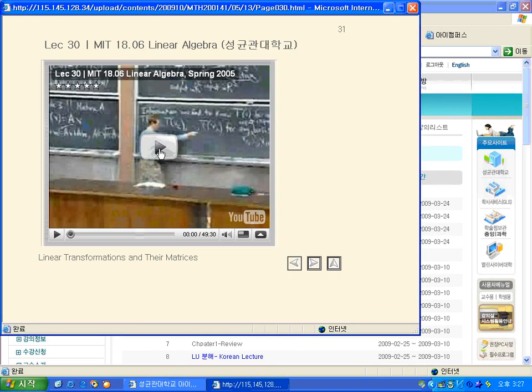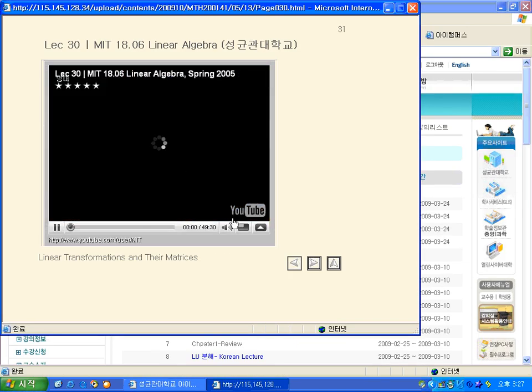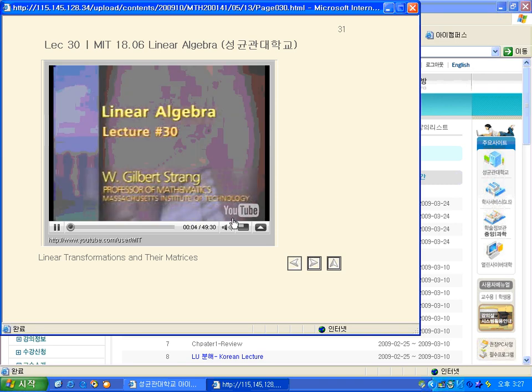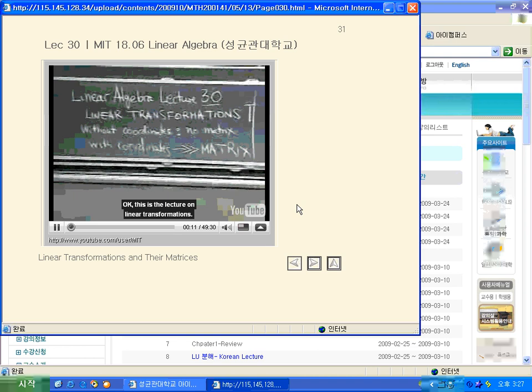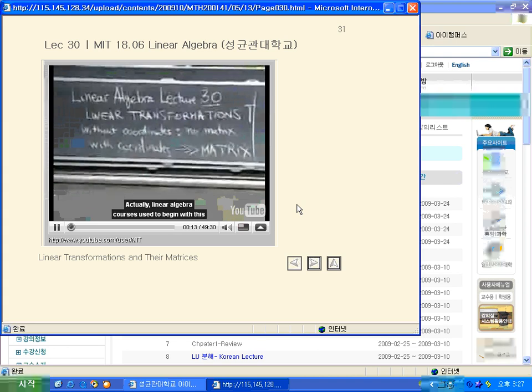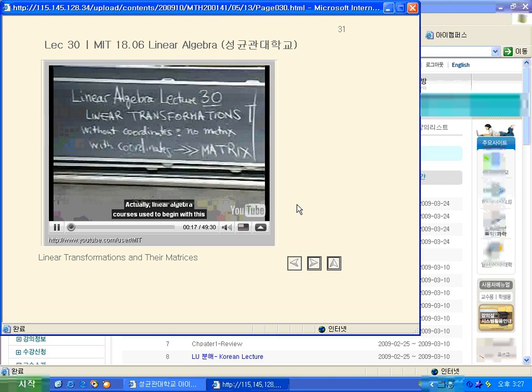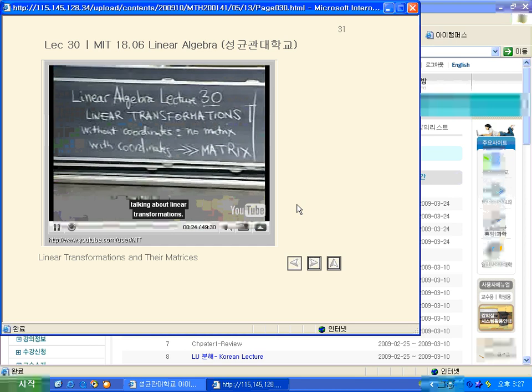This lecture also deals with the matrix representation of linear transformation. Okay, this is the lecture on linear transformation. You can review. Actually, linear algebra courses used to begin with this lecture. So you could say I'm beginning this course again by talking about linear transformations.